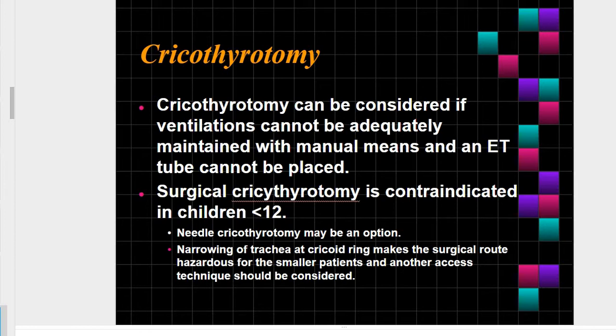Cricothyrotomy can be considered if ventilations cannot be adequately maintained with manual means and you can't put in an ET tube. However, surgical cricothyrotomy is not indicated in children less than 12 years old. Needle cricothyrotomy may be an option depending upon your protocol. The narrowing of the tracheocricoid ring makes the surgical route hazardous for the smaller patients, and another access technique should be considered.